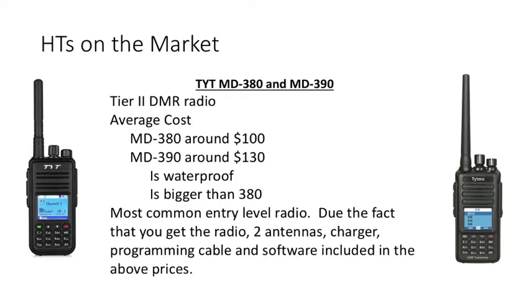This is the most common entry-level radio, and here's the thing with this radio: when you buy it, you're going to get the radio, a stubby antenna, and a regular whip antenna. You're getting the charger, the program cable, and the programming software right out of the box. So everything you need to get started comes in one box for the prices above. That's pretty impressive, especially when you start comparing these to some of the commercial DMR radios and HTs that are out on the market.